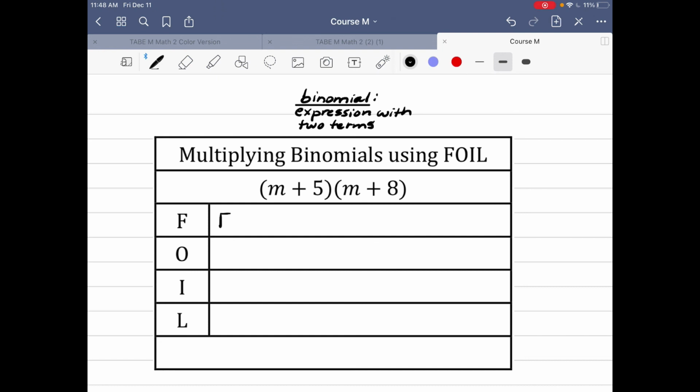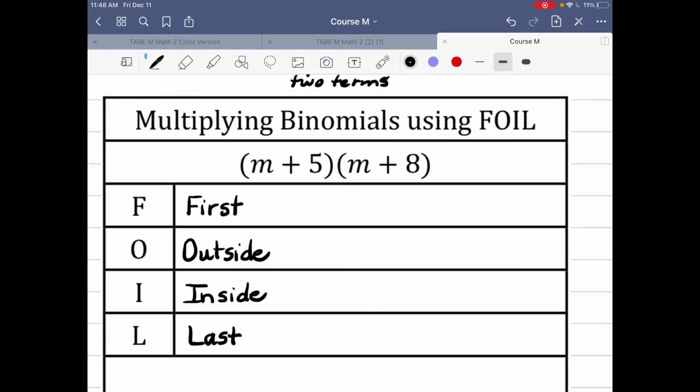FOIL stands for first, outside, inside, last. F-O-I-L, FOIL. And anytime you have to multiply binomials like this, you have to remember FOIL. And here's how it works.